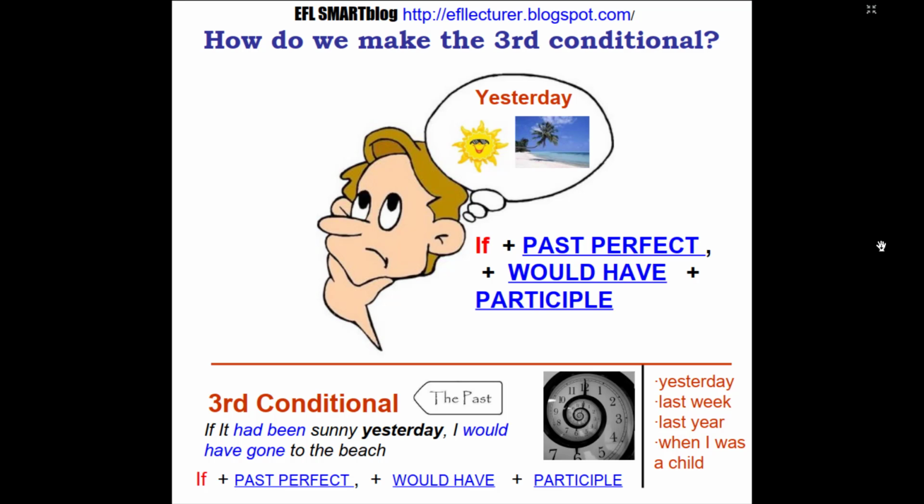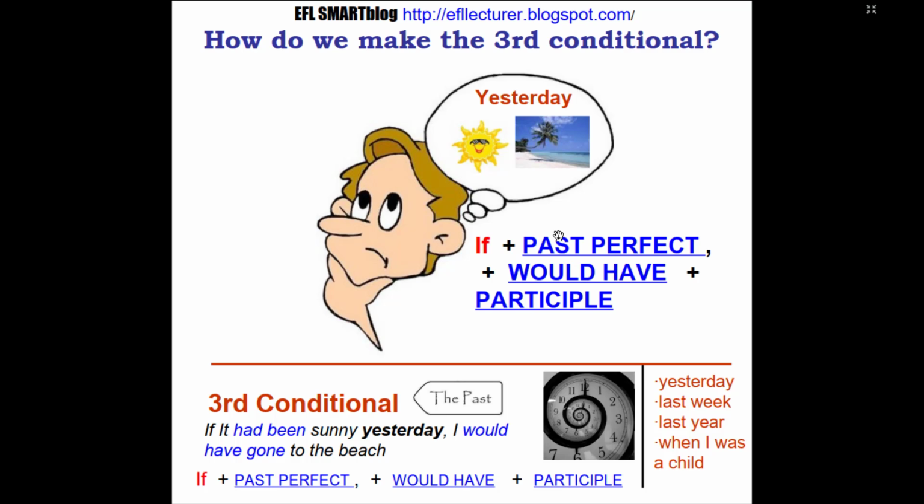Now, here you have an example. If it had been sunny yesterday, I would have gone to the beach. Notice that my pronunciation is referring to the contraction I can make out of these two auxiliary verbs, if you think about it. So, I would have gone to the beach, sorry. If plus past perfect plus would have plus participle, that's what we have. And in Spanish, as a clear reference of this, we have the "hubiera", like ese "hubiera" que no existe.